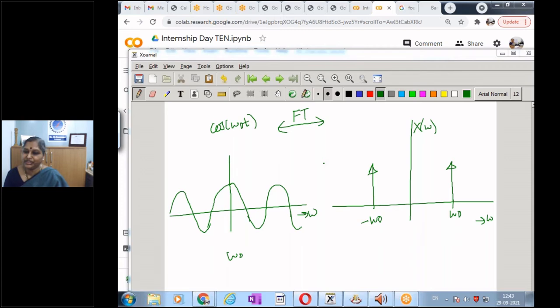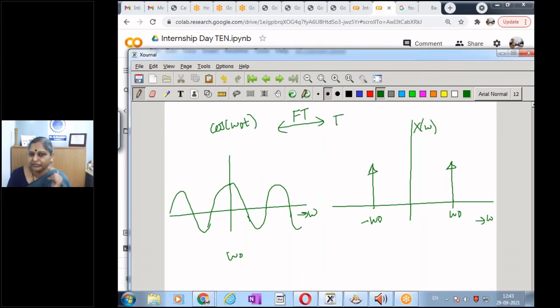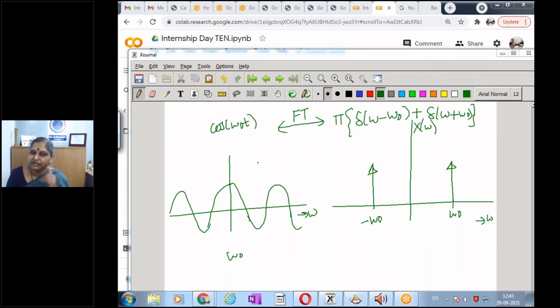Even without any knowledge of Fourier series or Fourier transform, we know that cos omega naught t is a signal of frequency omega naught. Even if we do the Fourier transform, we will get the same result. The answer is pi times delta of omega minus omega naught plus delta of omega plus omega naught.